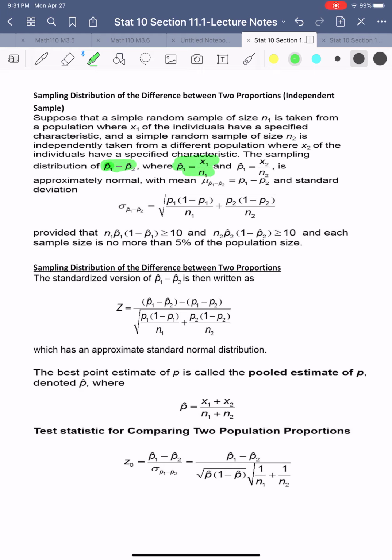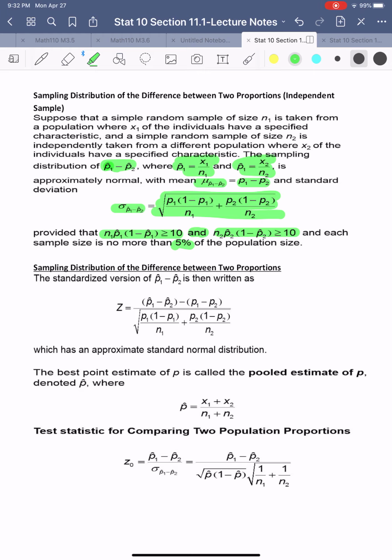So we have two different proportions. The distribution is approximately normal, where the mean is the difference of the two proportions. The standard deviation is the square root of the sum of the two terms, p1 times 1 minus p1 over n1, plus p2 times 1 minus p2 over n2. Individually, n1 p1 hat times 1 minus p1 hat must be greater than or equal to 10, and n2 p2 hat times 1 minus p2 hat must also be greater than or equal to 10. This is an intersection, so it has to be satisfied in both cases. Each sample size is no more than 5% of the population too.